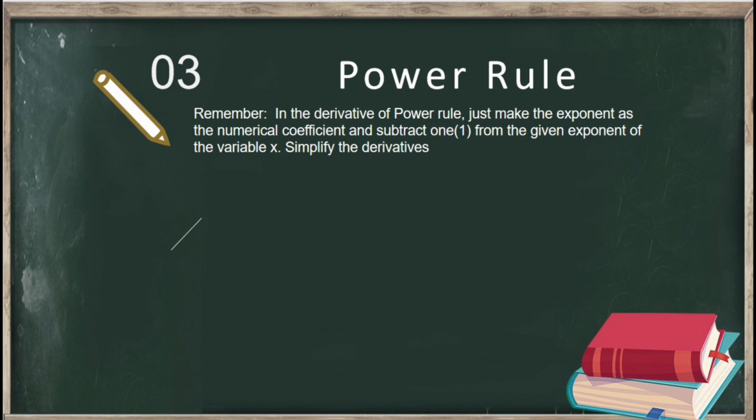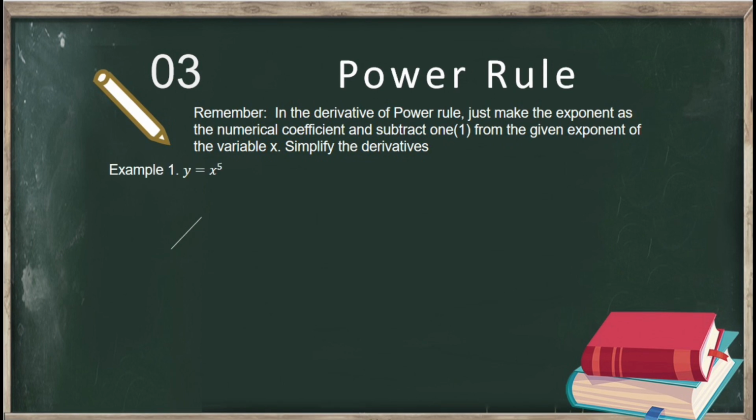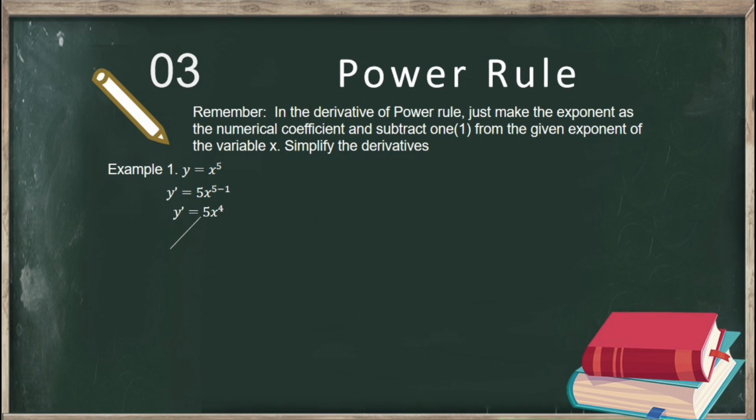Let's go down to the power rule. In the derivative using the power rule, just make the exponent the numerical coefficient and subtract 1 from the given exponent of the variable x. Simplify the derivatives. So, example number 1, we have y is equal to x to the power of 5. To get the derivative, ang imong buhaton lang, ibaba na nimo ang imong exponent, dayon ang exponent, subtract ka na to og 1. Then we get the derivative, 5x to the power of 4.